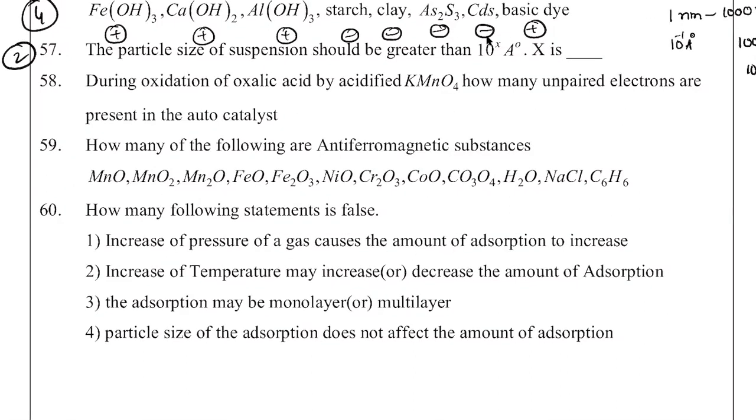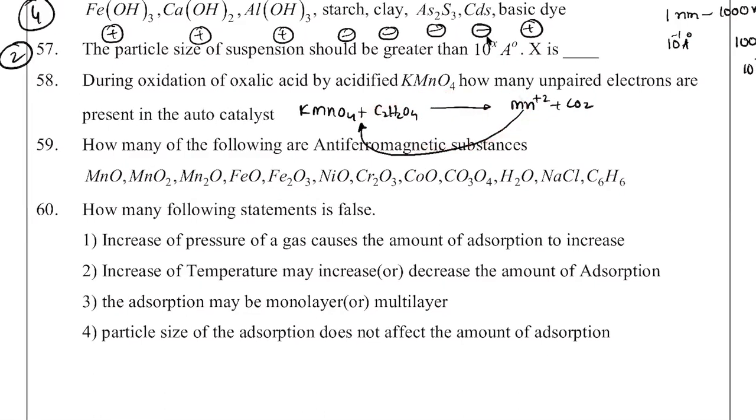Next one, if you see oxalic acid, so first KMnO4 with oxalic acid, C2H2O4. On reaction, first it will form Mn2+ plus CO2. And this CO2 further helps for the reaction to happen. That's how autocatalysis will take place. Got it? So this was there in the paper which I gave you. Few of you have asked doubt about this as well. So hopefully you guys have got it right.